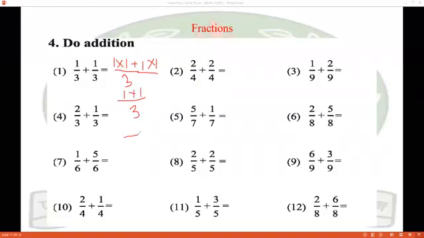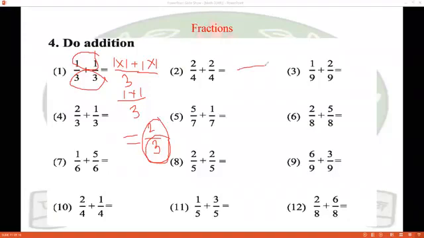So there will be 3 in the denominator. You remember it: when two denominators are common, in the answer the denominator will be the common 3, and the numerator will be the simple addition of the two numerators of the two fractions. The numerators of the two fractions are 1 and 1, so in the numerator of the answer it is 1 plus 1, so we can write 2. So 2 by 3 we can write.